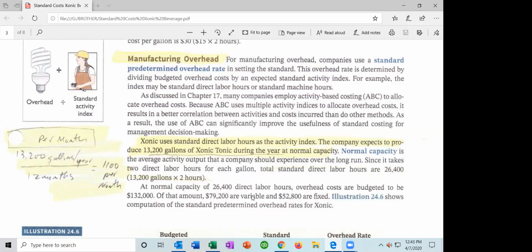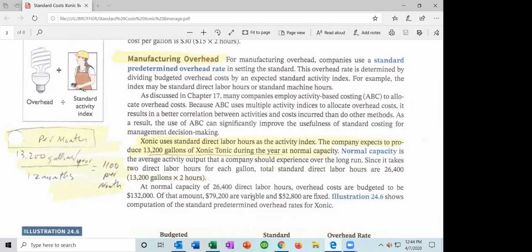As discussed in Chapter 17, many companies employ activity-based costing to allocate overhead costs. Because ABC uses multiple activity indices to allocate overhead costs, it results in a better correlation between activities and costs incurred than do other methods. As a result, the activity-based costing method can significantly improve the usefulness of standard costing for management decision-making.